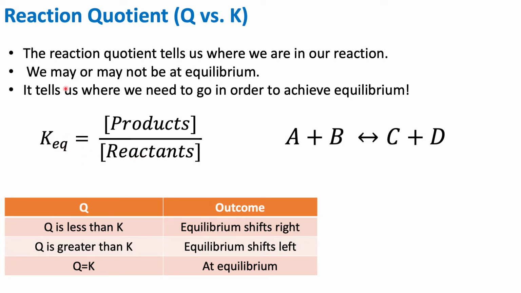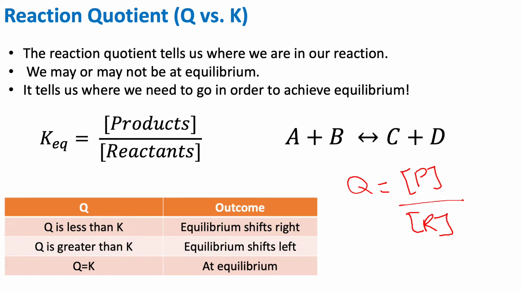Now, what's interesting about the reaction quotient is that it tells us where we are in our reaction. When we calculate our reaction quotient, we may or may not be at equilibrium, and it tells us where we need to go in order to achieve equilibrium. And that's what makes it so interesting. So let's say we want to calculate our reaction quotient. The reaction quotient is calculated the same way as our KEQ. It's essentially products over reactants.